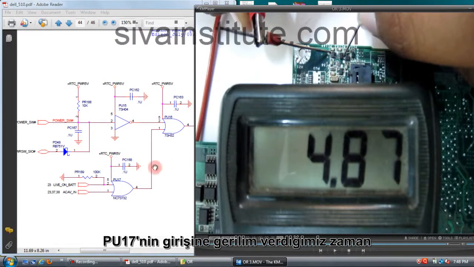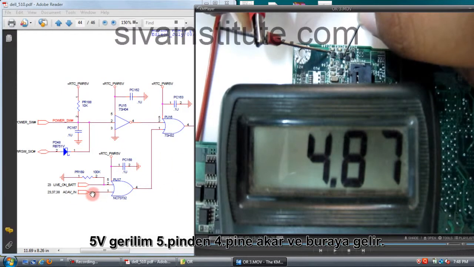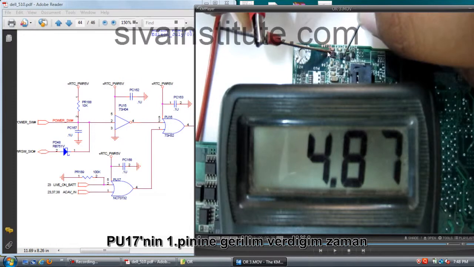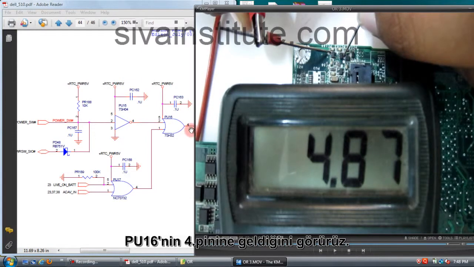This is PU16. When you give pin number 1 voltage, this is pin number 1 of this one. When you give voltage, this voltage comes out from here. I will give 1.8 volts here, this voltage will come here. So any one pin you give voltage here, this voltage will come out from this place. This is an OR gate.